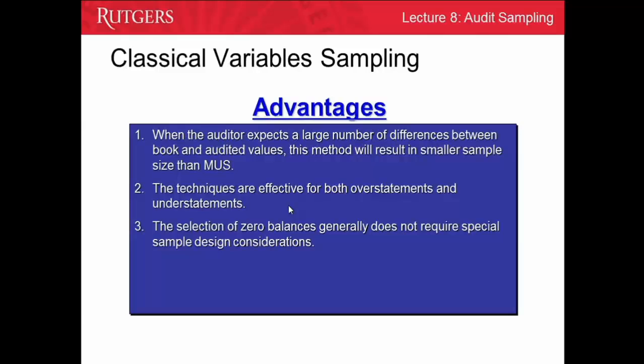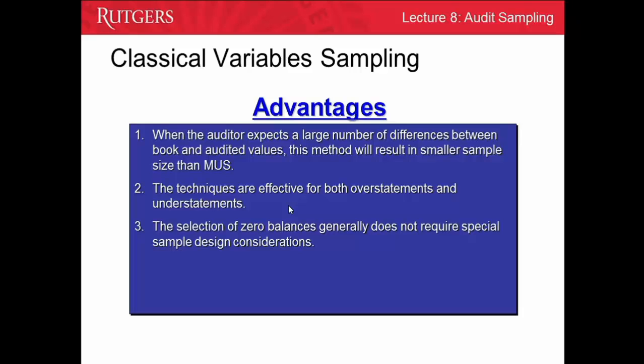Classical variable sampling can easily handle both overstatement and understatement errors. It is most appropriate for populations that contain a moderate to high rate of misstatement. Some applications of this sampling approach include auditing accounts receivable in which unapplied credit exists or a large amount of misstatement is expected, and inventory in which significant audit differences are expected between test counts and pricing tests.